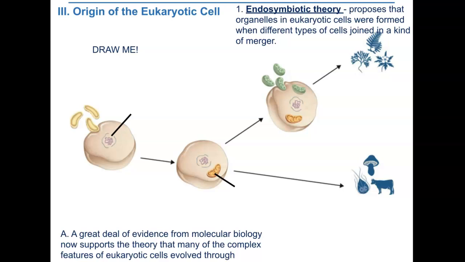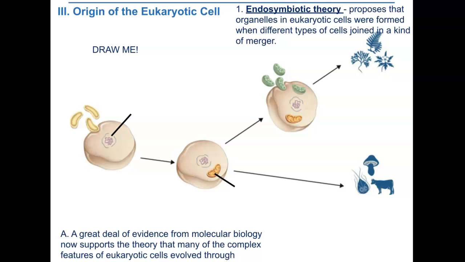The fossil record provides few clues to the evolution of cells. The oldest eukaryote fossils have been found in rocks 2.1 billion years old. Unfortunately, these microscopic fossils don't usually show details of internal cellular structure, so they provide few clues about early eukaryote evolution. The endosymbiotic theory, developed in the early 1960s, proposes that organelles in eukaryote cells were formed when different types of cells joined in a kind of merger.